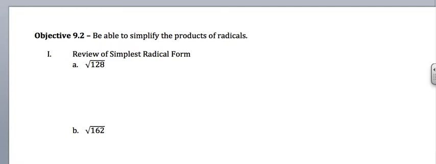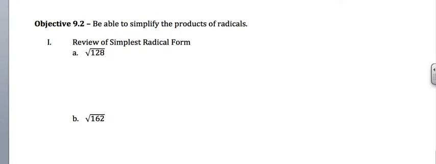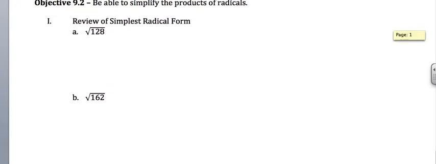Alright, today we're looking at simplifying the product of radicals. This is going to be very similar to what we did yesterday. Before we do that, try simplifying both of these into simplest radical form, pause, and then come back. Okay, I'm assuming you've done that.